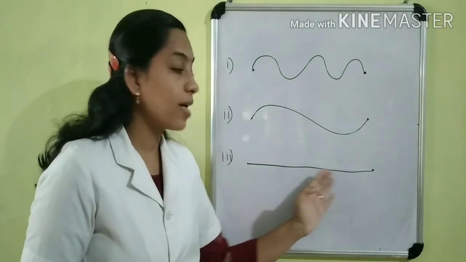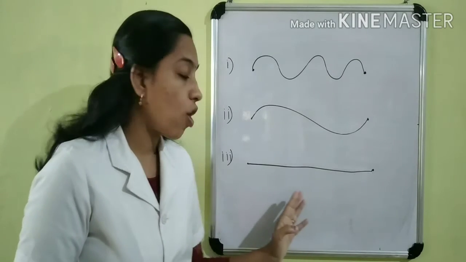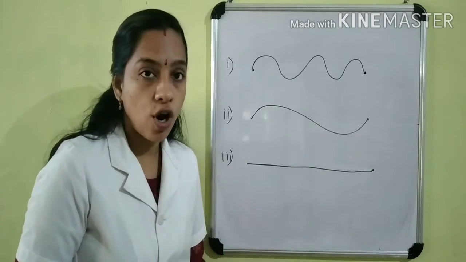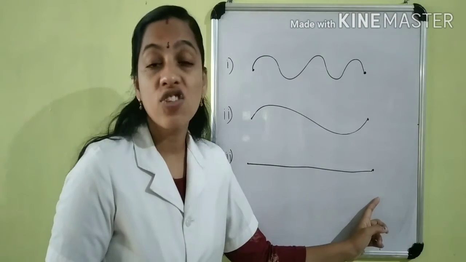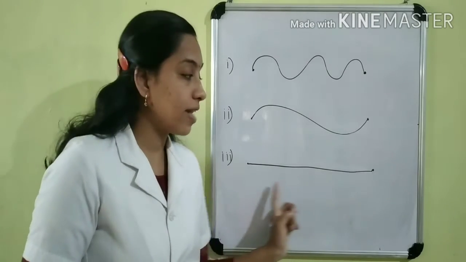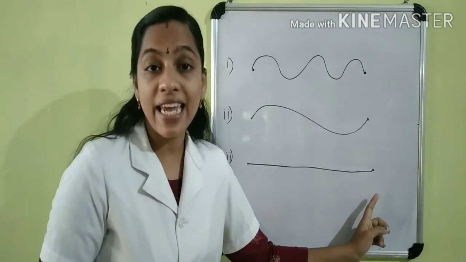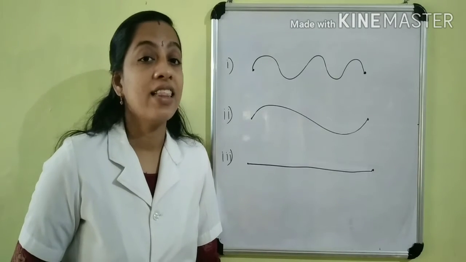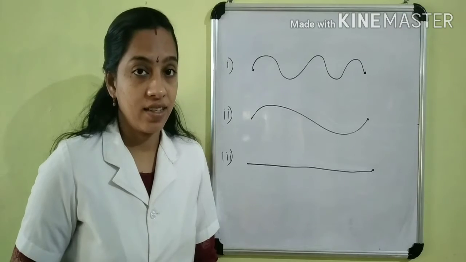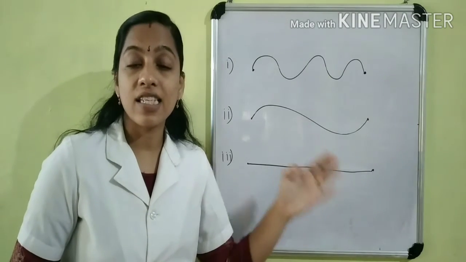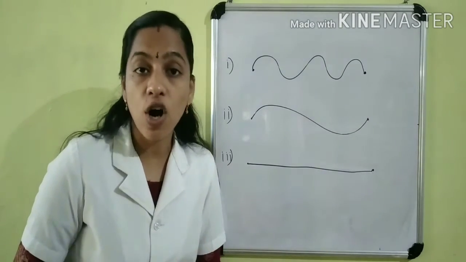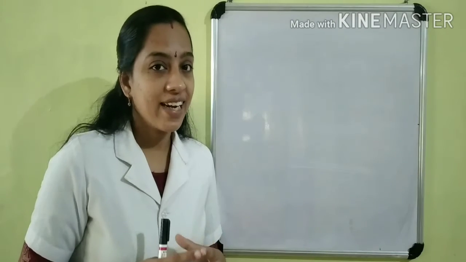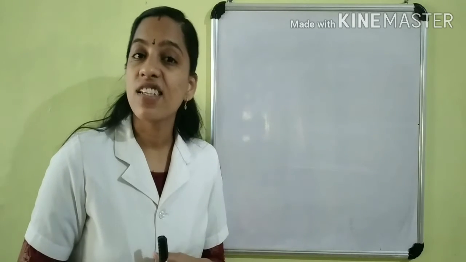Then what do we call such lines? Yes, we call such lines straight lines. This line does not have any bends. Then tell me, what is a straight line? A line that does not have a bend. That is, a line that does not have any bend is called a straight line. Is it clear? Yes.